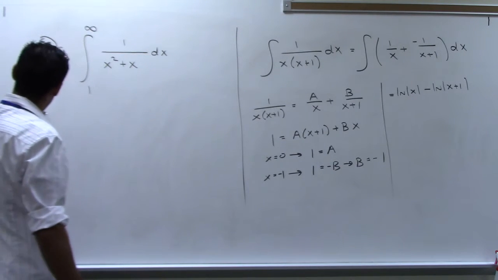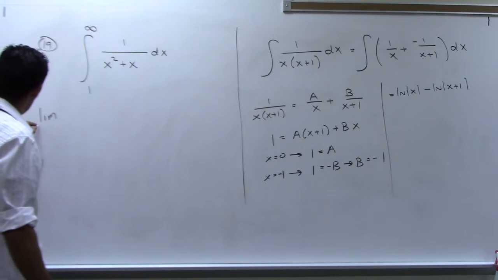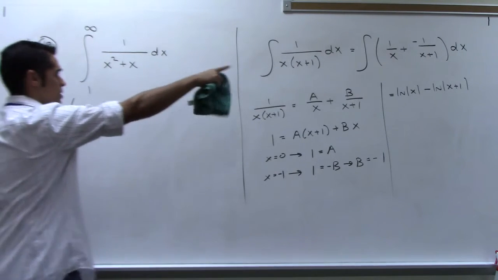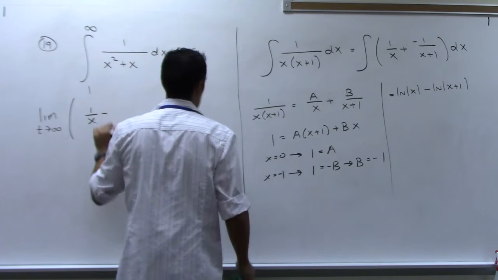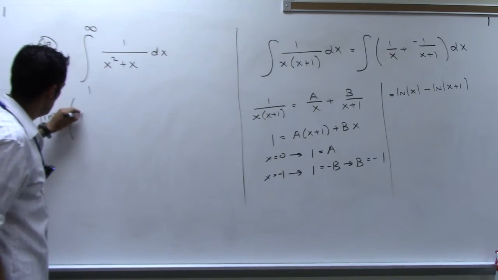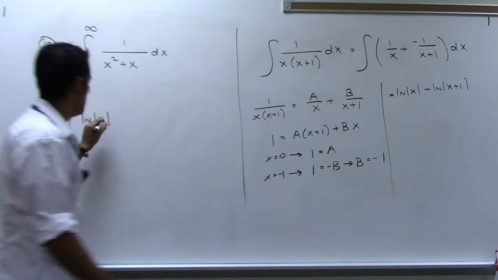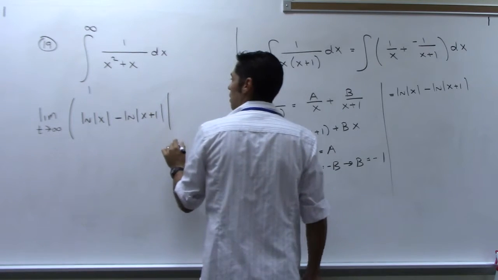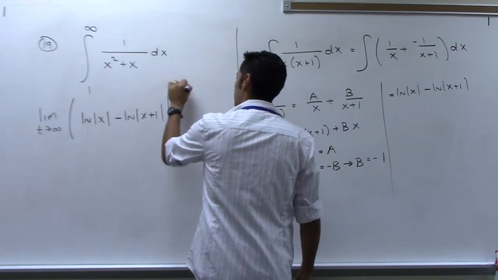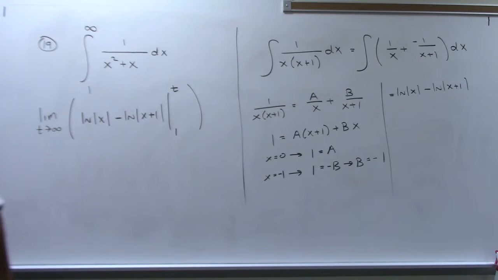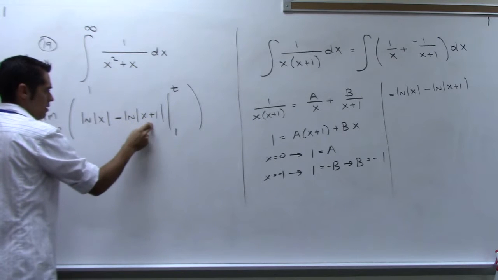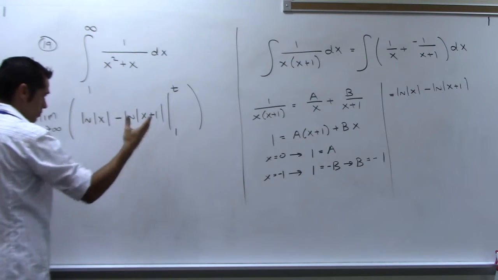We set up our limit as t goes to infinity of this antiderivative, which is natural log of x minus the natural log of x plus 1, evaluated 1 to t. Ooh, this could be a little tricky here. I can already see what's going to happen. Just thinking ahead here. When t goes to infinity and I plug that in, I'm going to get natural log of infinity minus natural log of infinity. So you get like infinity minus infinity, which is not a good situation.